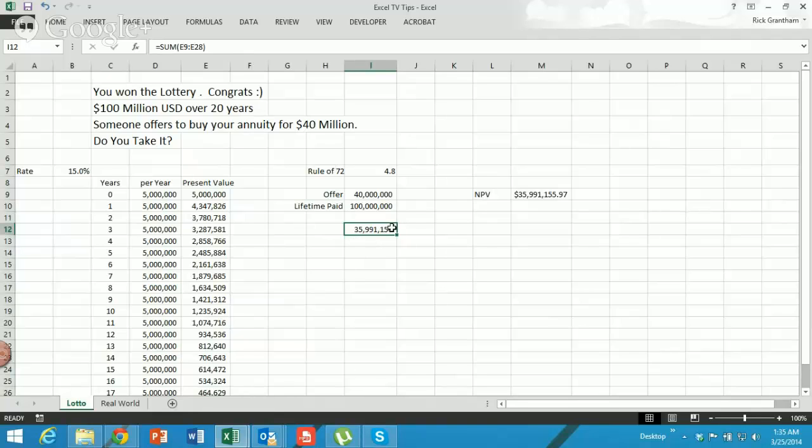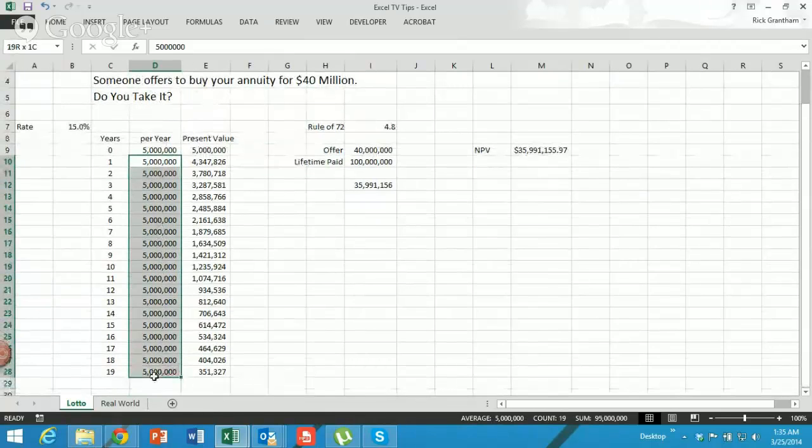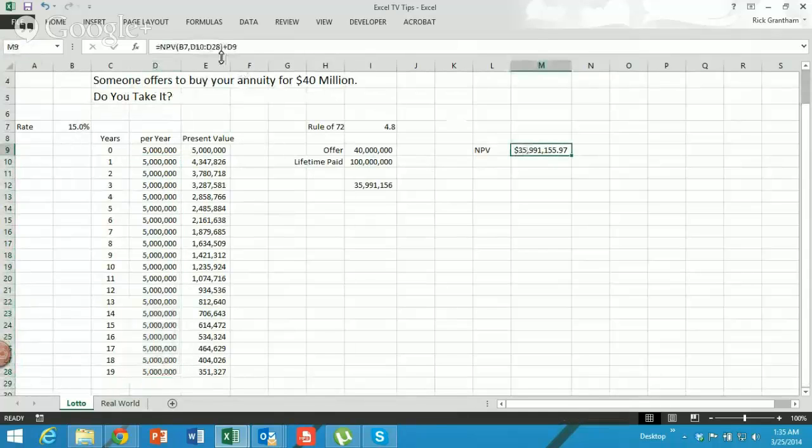35.99. But instead of going through all this, you could have just put a net present value function in here and said, I want to take the net present value of years 1 through 19, and apply a 15% discount rate to it, which is what's happening here. B7 is the 15% discount rate, and this is the periods I want to apply it to, and I'm adding $5 million at the end because there is no discount on what we're receiving today. And you'll see the numbers calculate here pretty well.